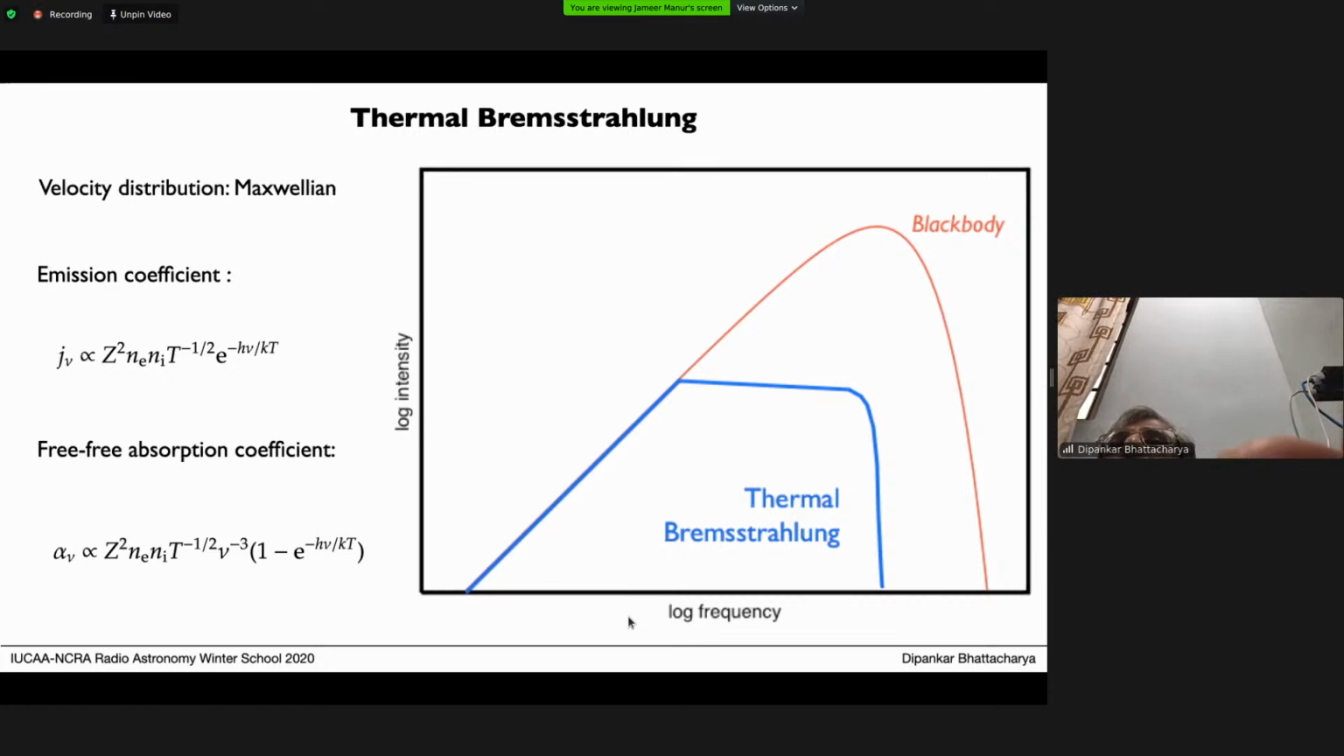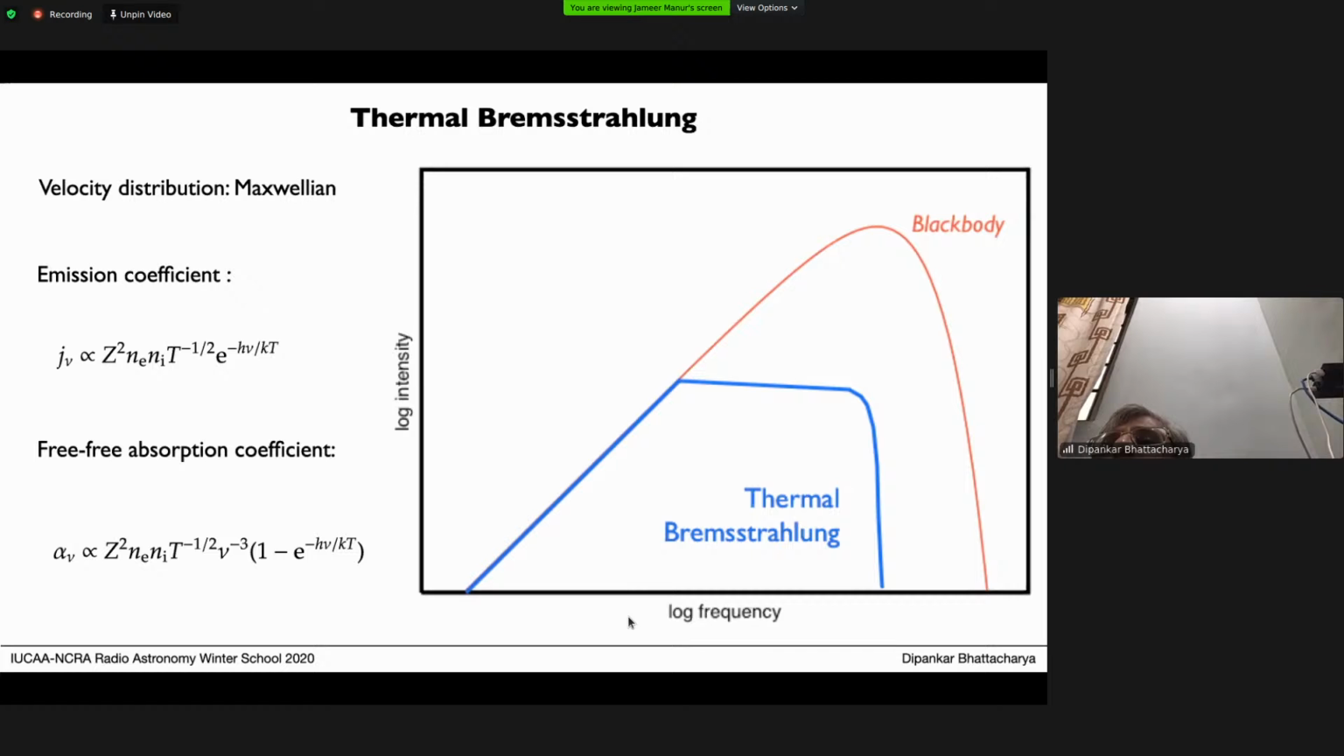So when h nu is much smaller than kT, then j nu has a high value, because e to the power minus h nu by kT, when h nu is very small, is close to 1. But as h nu approaches kT and then goes above, it drops exponentially. And that is the drop on the right-hand side of the thermal Bremsstrahlung blue curve that you see. So that is dictated by j nu.